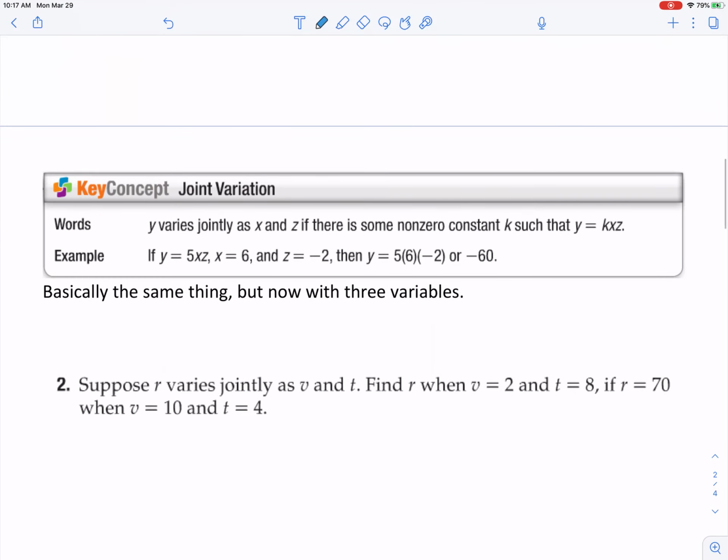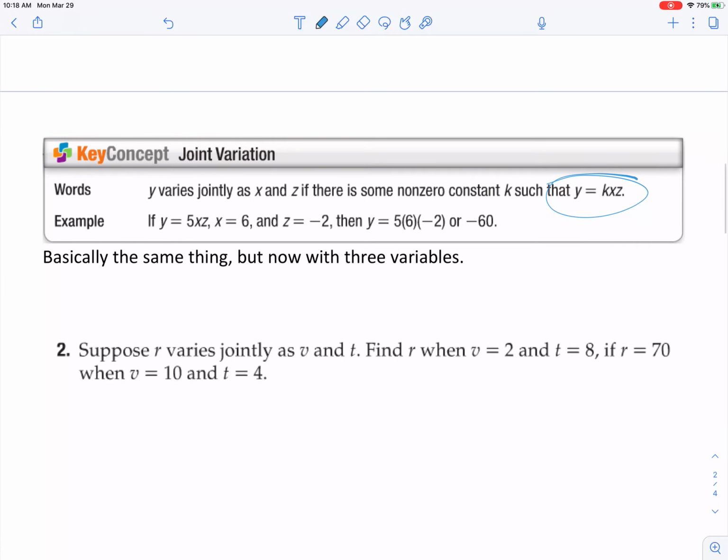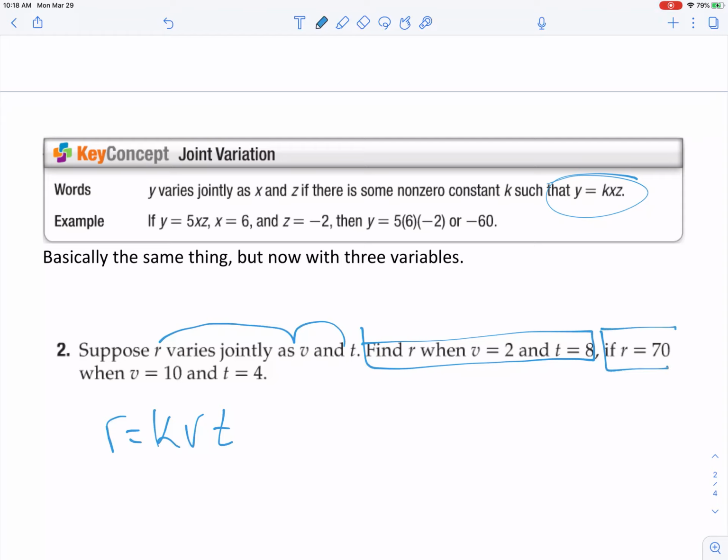If I have joint variation, that means I actually have three variables, x, y, and z. Again, we use different variables, that's fine. R varies with v and t, so that means I'm going to have r equals k times v times t. So find r, here's what's kind of complicated. It says find r when this information is happening. If this information is true with that stuff, you're actually going to have to use the second half of this sentence first. So 70 equals, I don't know what k is, v is 10, t is 4.